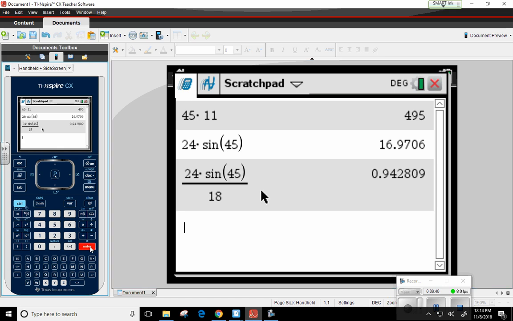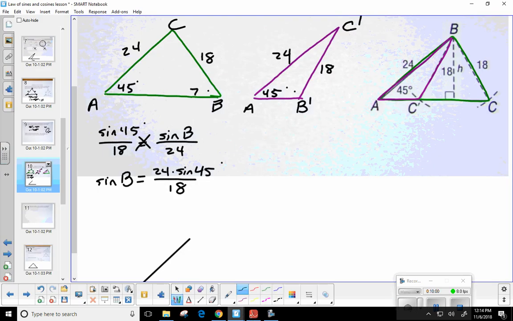0.9428. But now remember, this is what sine of B equals. Now we take the inverse of that. We also talked about yesterday, you could just take the sine inverse of that expression, if you wanted to go ahead and do that. So sine inverse of that value. So let's say that angle is 70.5 degrees.